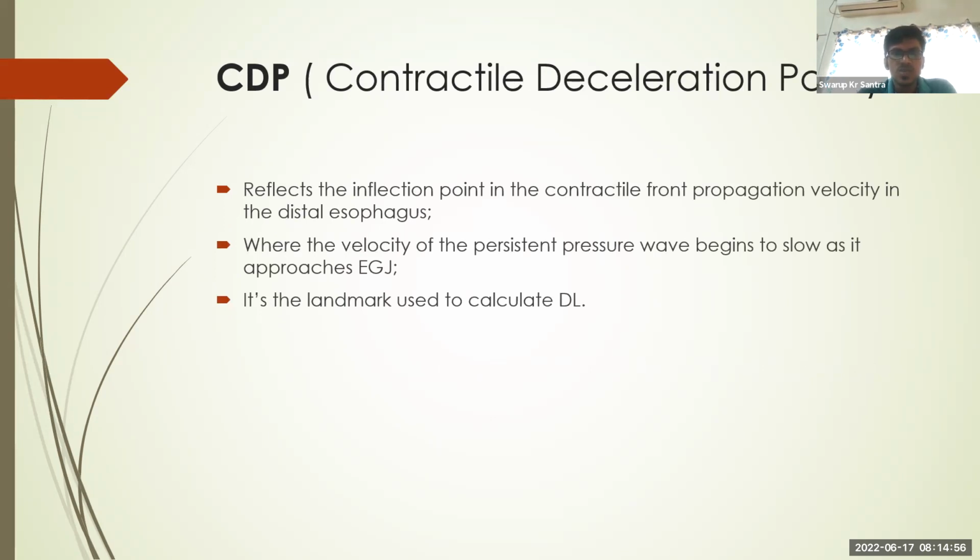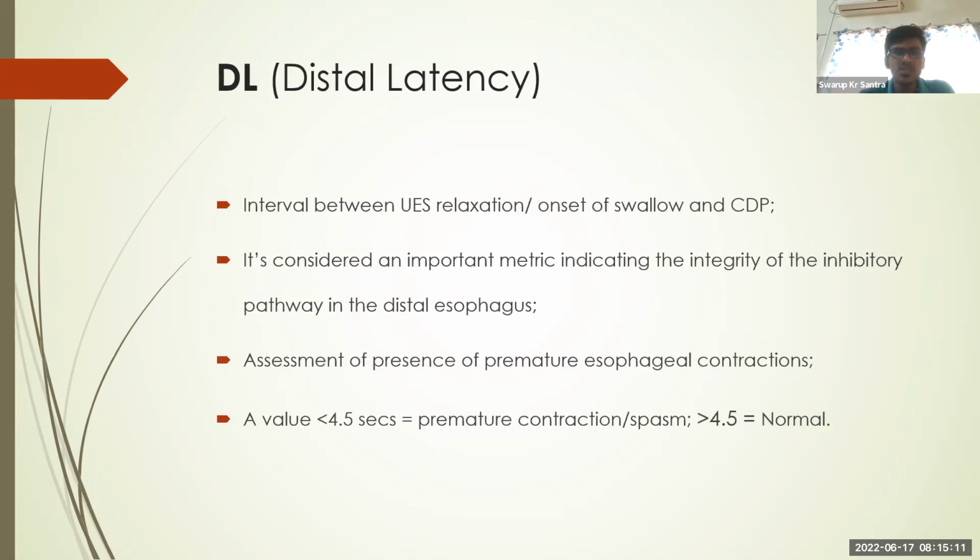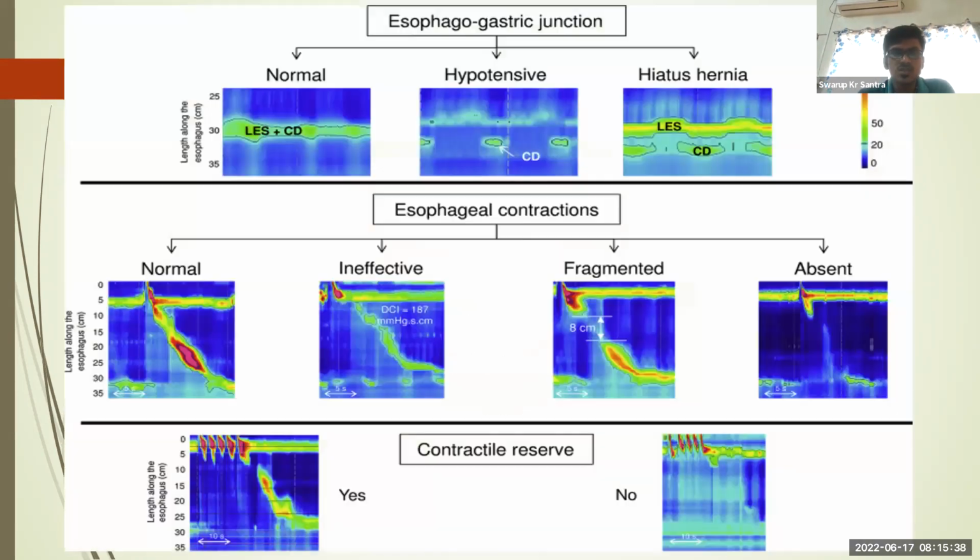CDP reflects the inflection point in the contractile front propagation velocity, or where the velocity of the peristaltic pressure wave begins to slow as it approaches the esophagogastric junction. It is a landmark used to calculate the DL, or distal latency, the interval between upper esophageal sphincter relaxation or onset of swallow and CDP. It is considered an important metric indicating the integrity of the inhibitory pathway in the distal esophagus. It is basically the assessment of the presence of premature esophageal contractions. If the value is less than 4.5 seconds, a premature contraction or spasm is present. And if it is more than 4.5 seconds, then it is normal.